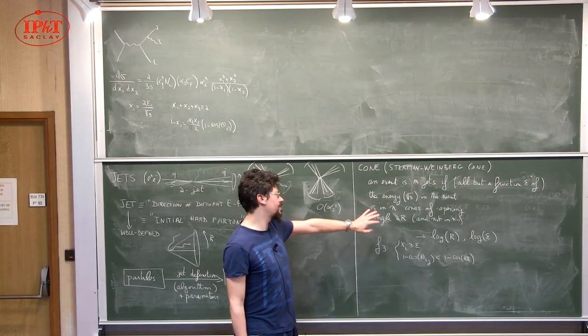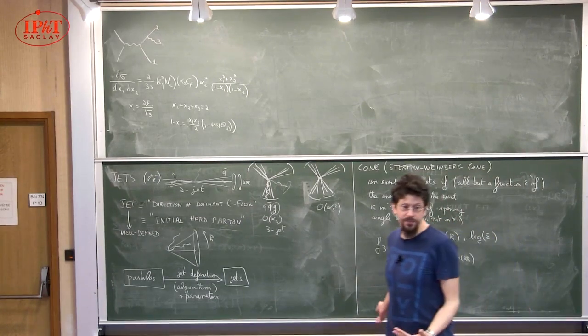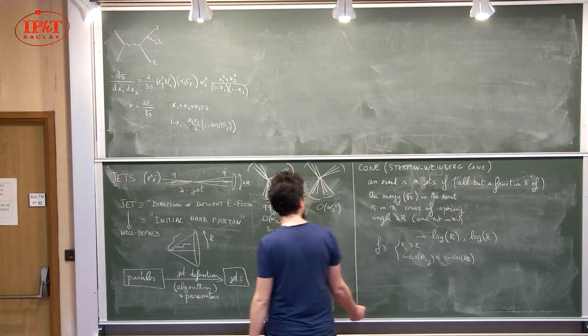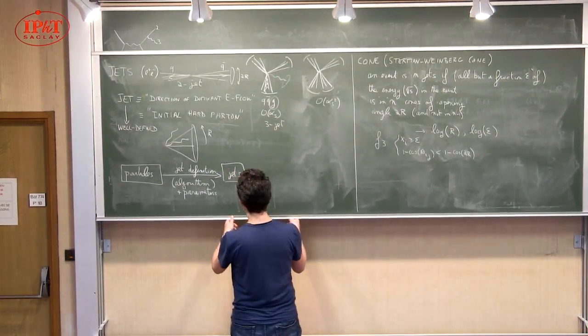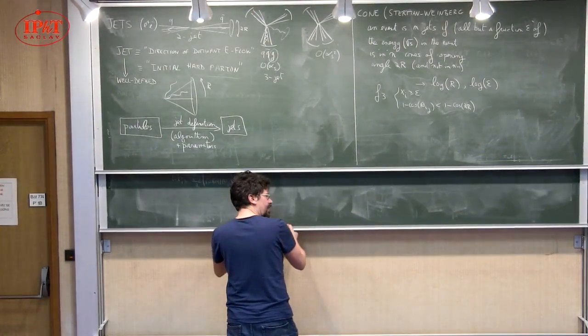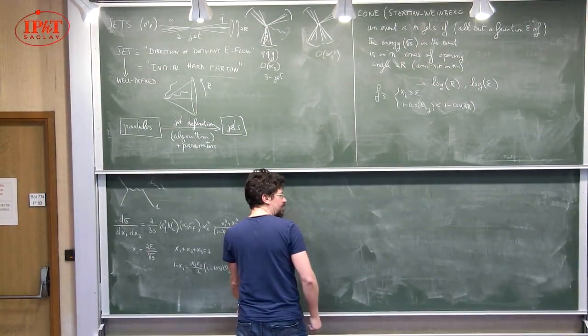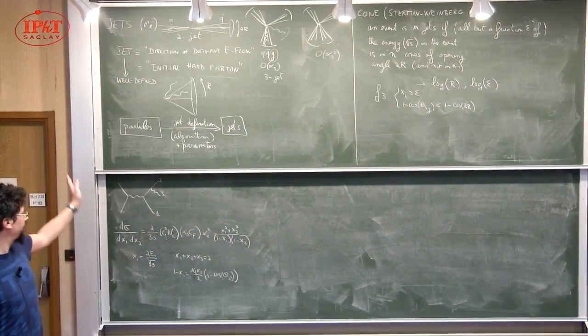So even though this is something which is infrared and collinear safe, practically speaking, this definition is actually quite impractical. So these actually led people to try and look at something different. And so this is going to lead me to the second big category of jet definitions.